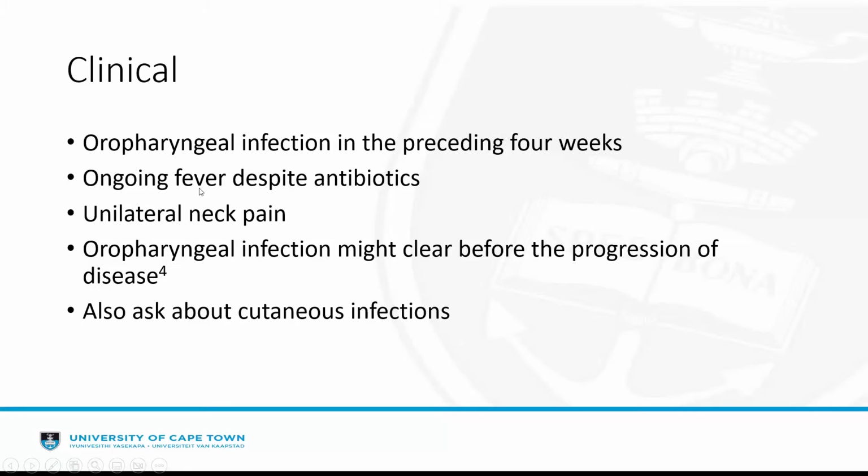So one of the warning signs is ongoing fever despite antibiotics after oropharyngeal infection, associated with unilateral neck pain. The oropharyngeal infection might clear up completely before the progression of disease. And then another potential source is cutaneous infection, like infected herpes ulcer.